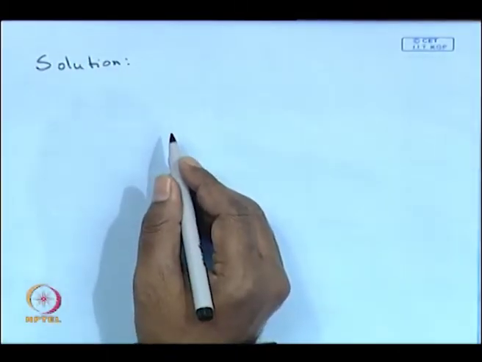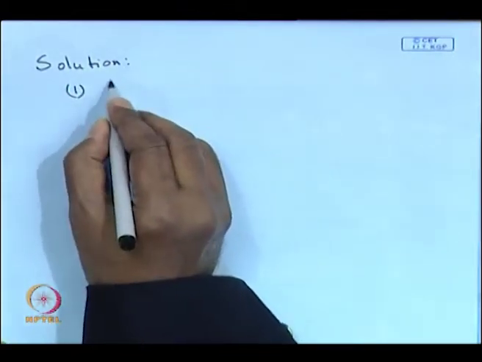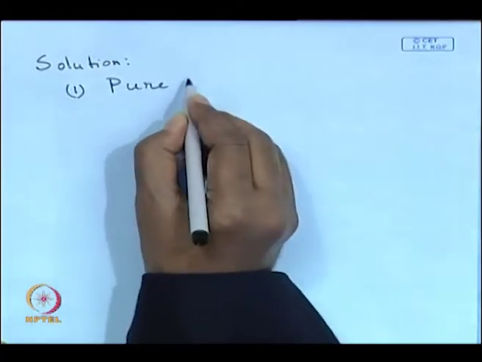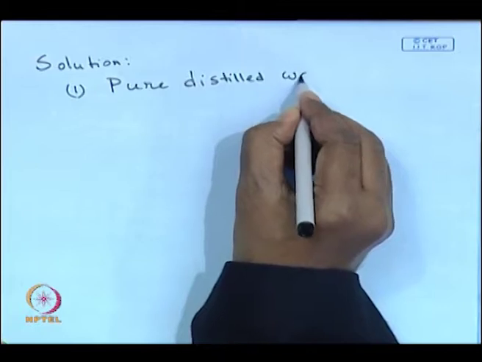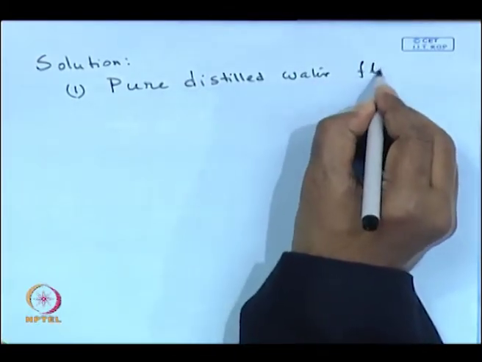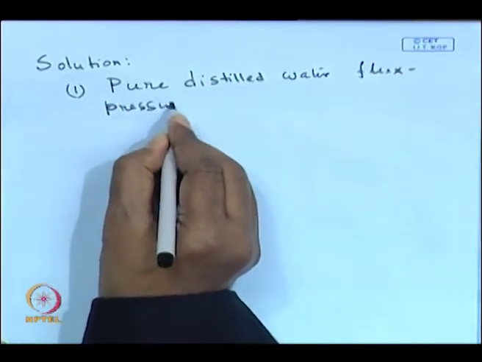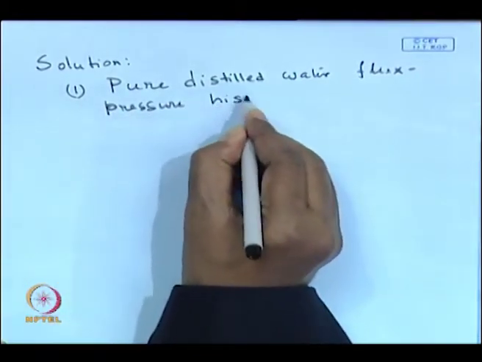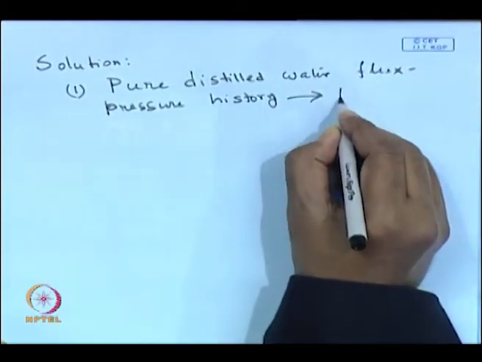From the first data, the pure distilled water flux versus pressure data, we will be able to calculate the membrane permeability.